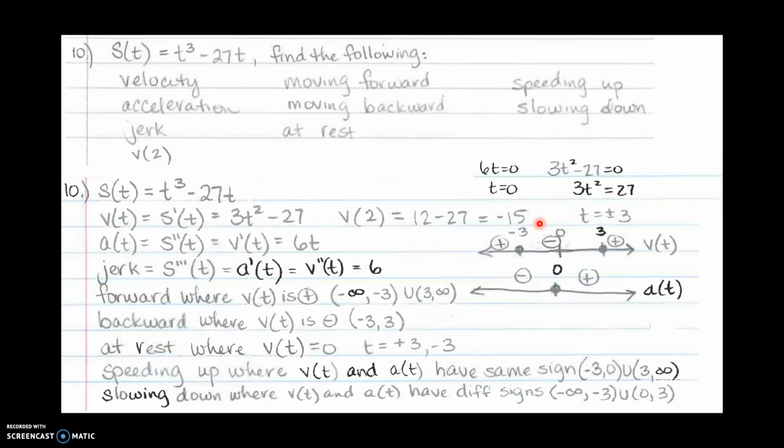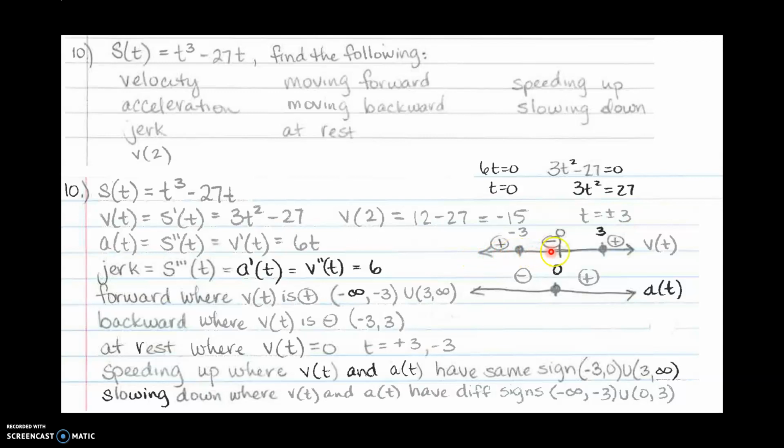All right, then they want to know where the particle is moving forward and backward. It's moving forward wherever velocity is positive, and it's moving backwards where velocity is negative. So let's make a sign graph for velocity. To do that, I'm going to need to set velocity equal to 0. So velocity was 3t squared minus 27. Let's add 27 to both sides, and then divide both sides by 3, and I'll get t squared is equal to 9. Take the square root of both sides, and t will be plus or minus 3, because when you insert a square root, you always insert a plus or minus.